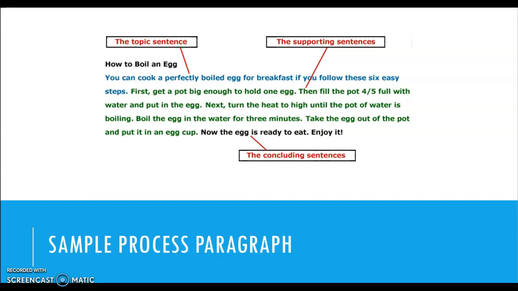Take the egg out of the pot and put it in an egg cup. Now, the egg is ready to eat. Enjoy it. So you see that now, the egg is ready to eat. Enjoy it. Those are our concluding sentences. So it's telling you how to boil an egg, giving you the supporting sentences that you need, as well as the topic sentence and that concluding sentence.